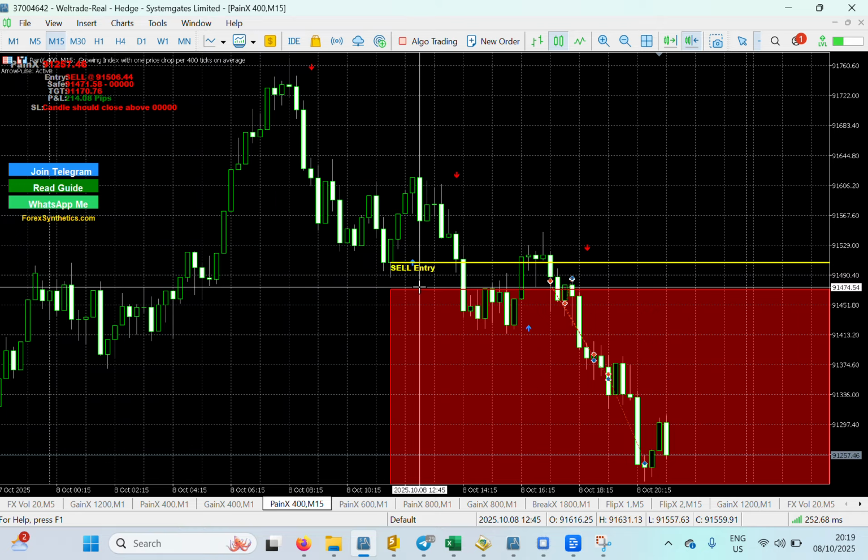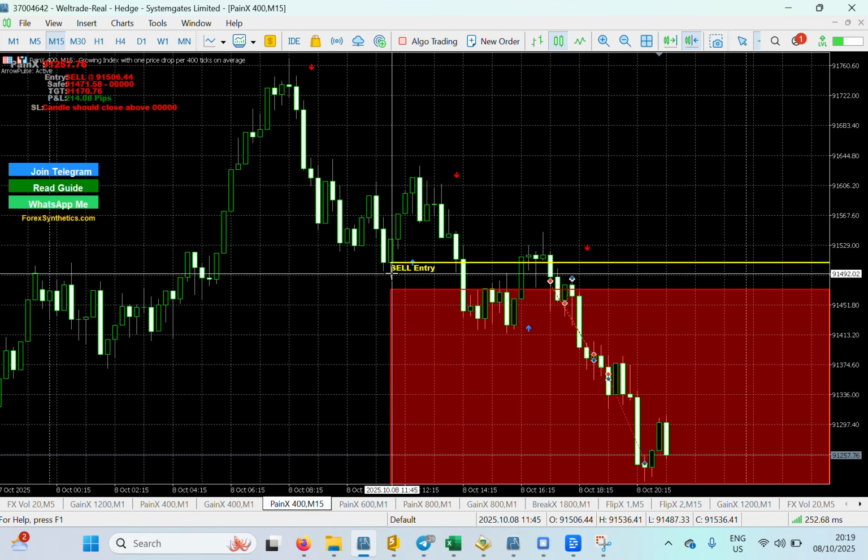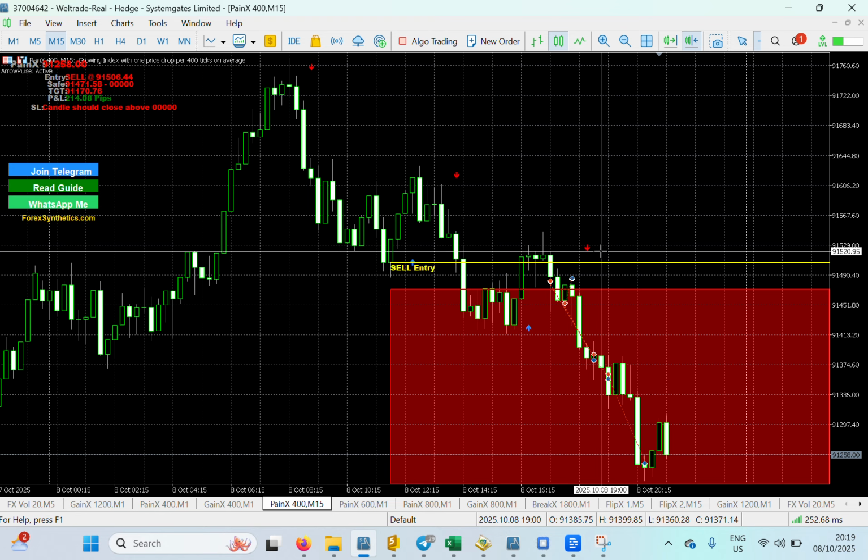Okay, number three, make sure that when you're seeing the sell entry, you wait for a sell arrow. Don't enter the sell entry alone. Enter the sell entry with the sell arrow.